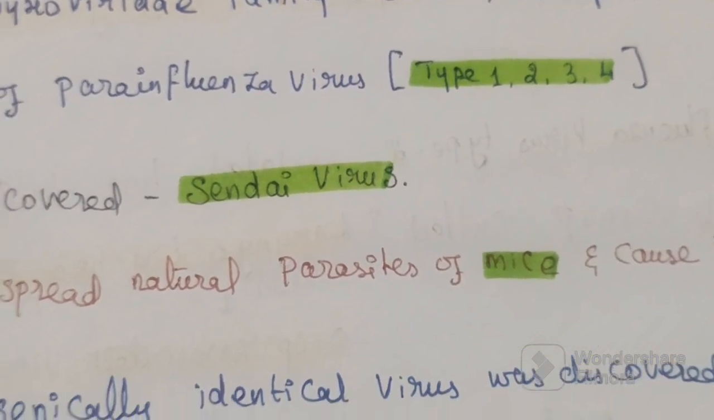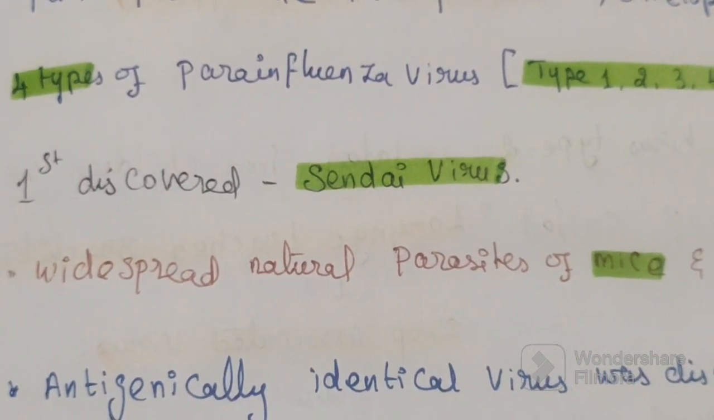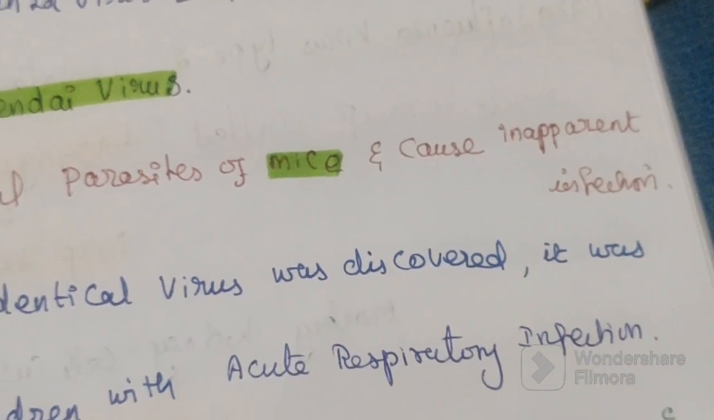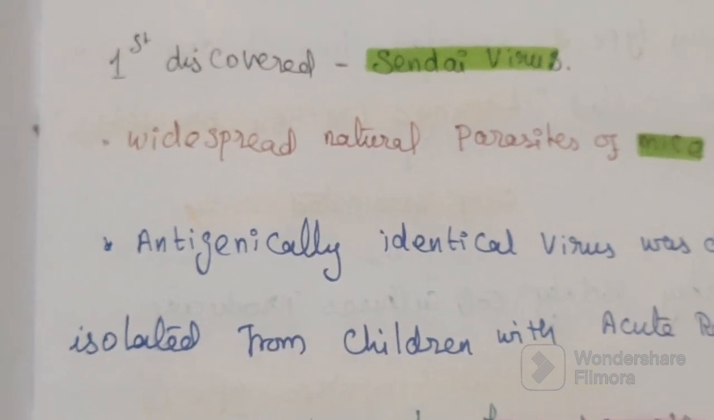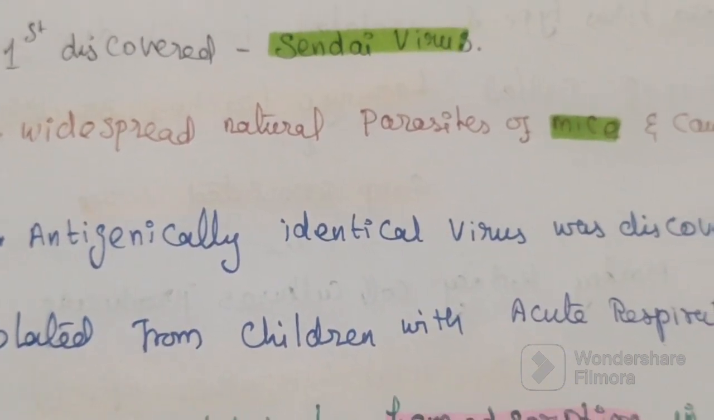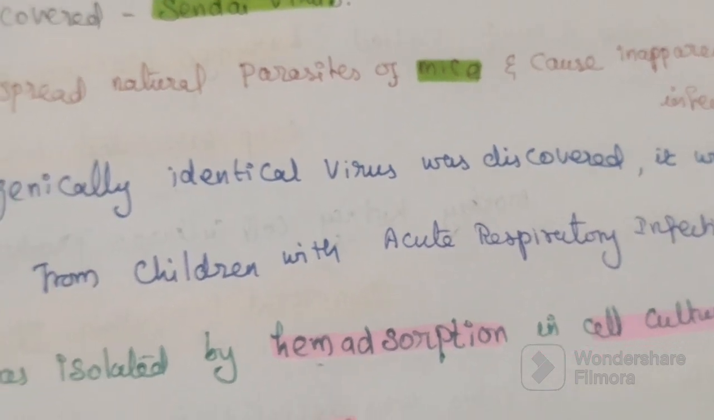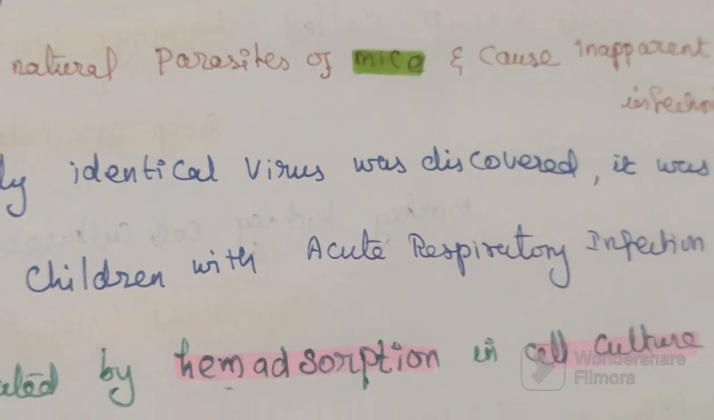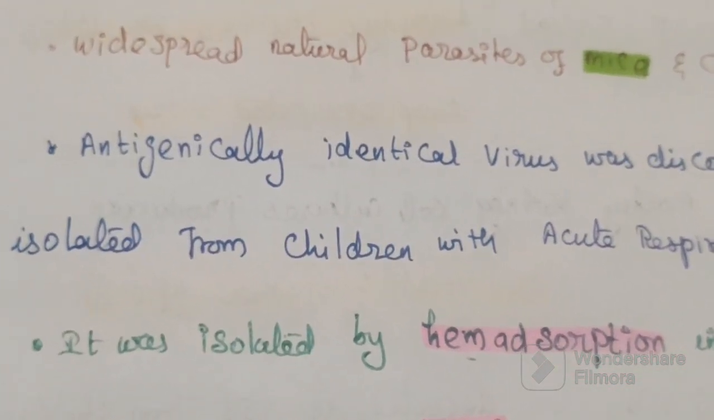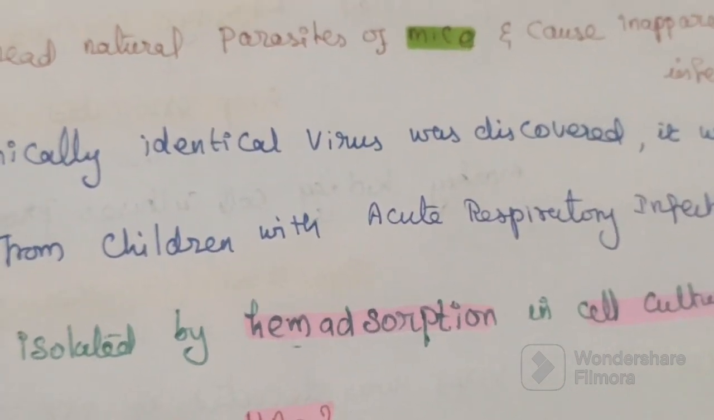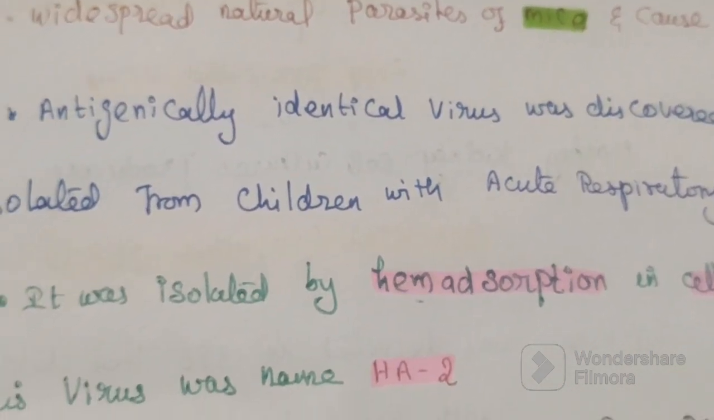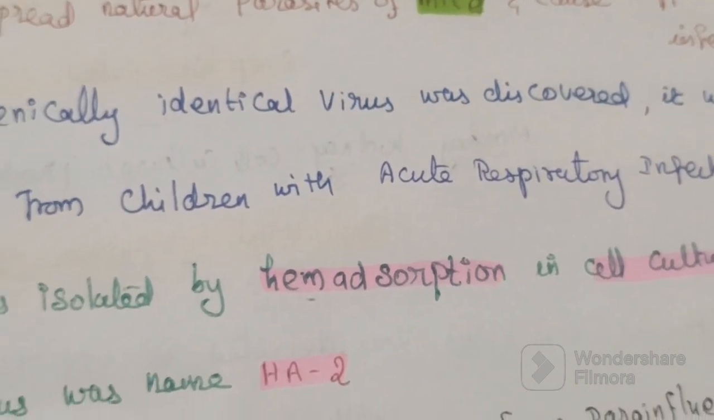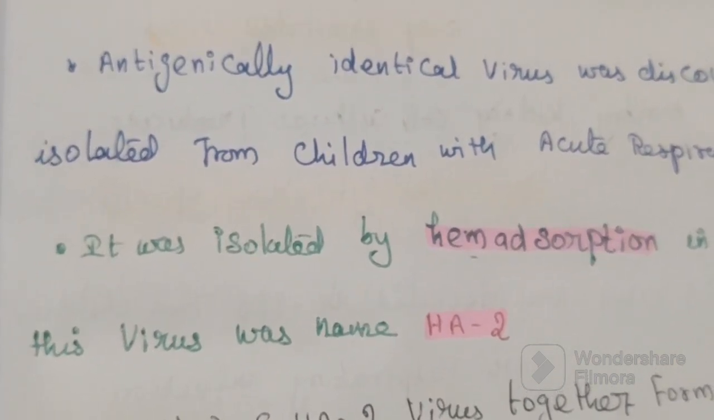This was a widespread natural parasite of mice, and it causes infections. Another antigenically identical virus was discovered. It was isolated from children with acute respiratory infection. It was isolated by heme absorption in cell culture, and this virus was named HA2 virus.